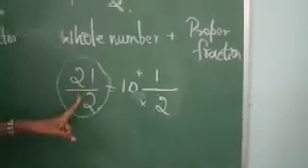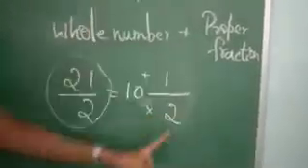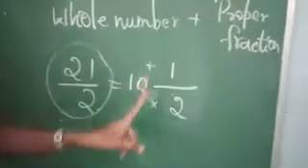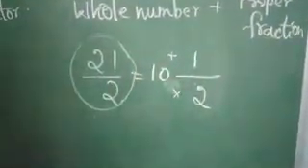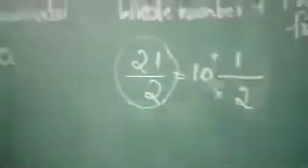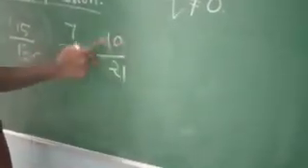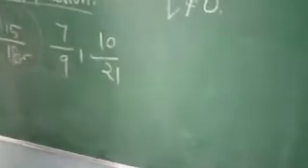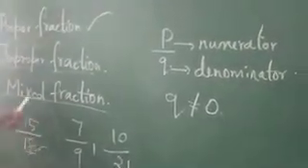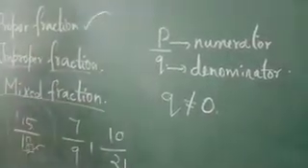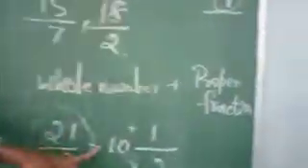Only an improper fraction can be converted into a mixed fraction. A proper fraction we cannot convert, because here the denominator part is greater and the numerator part is smaller. So only an improper fraction can be converted into a mixed fraction, and the mixed fraction is a combination of a whole number and a proper fraction.